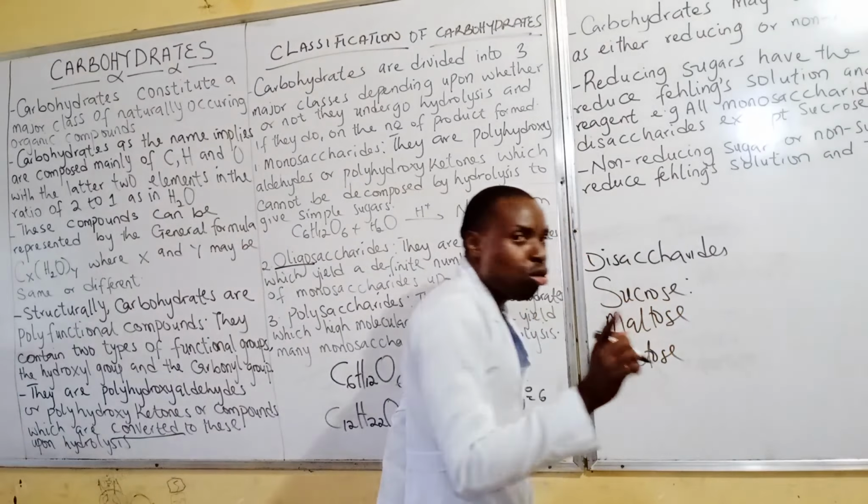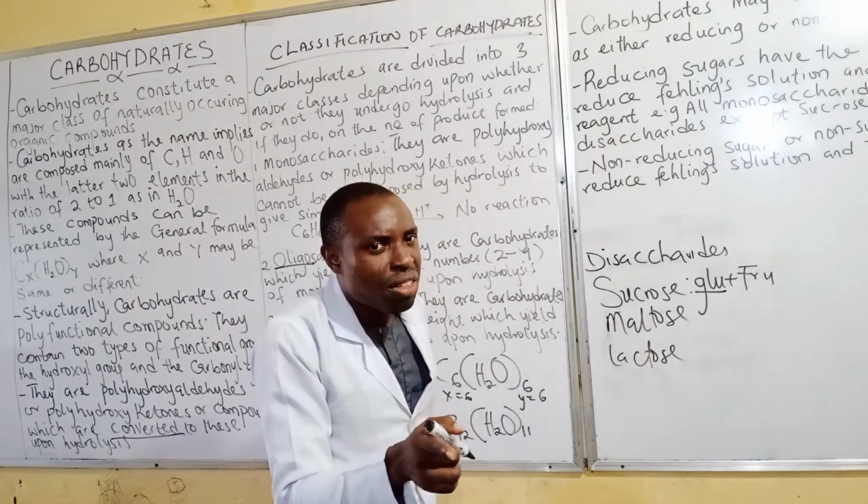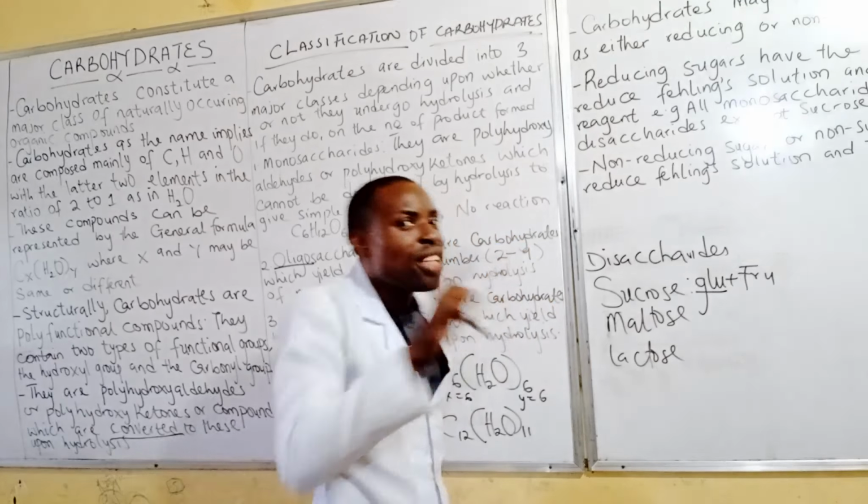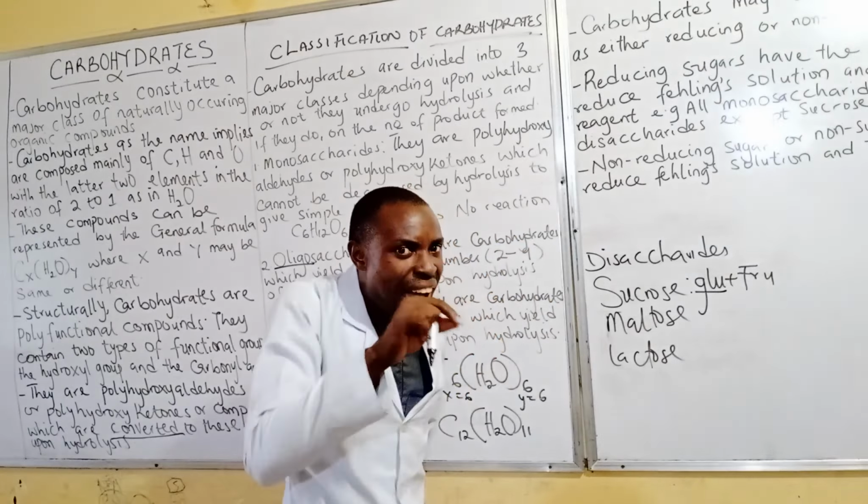Glucose is an aldohexose. Aldehyde, hexose, 6 carbon. Fructose is a ketohexose. It contains the ketone functional group. Maltose, upon hydrolysis, yields 2 molecules of glucose. Lactose upon hydrolysis yields galactose and glucose. Are you with me now?